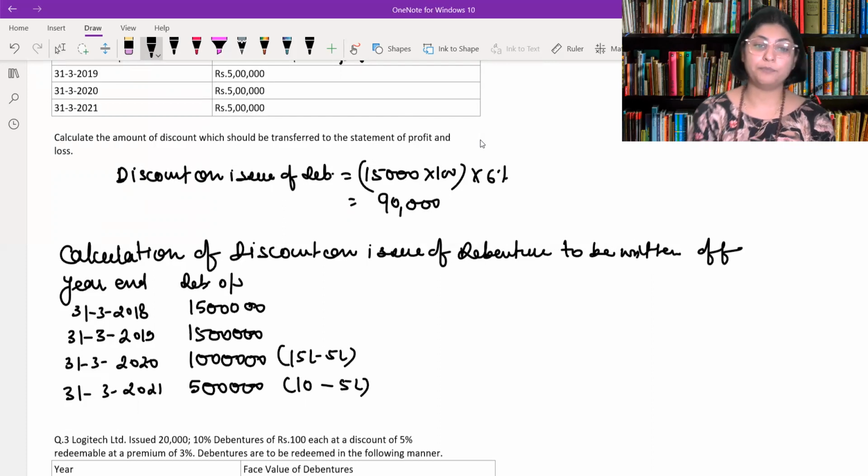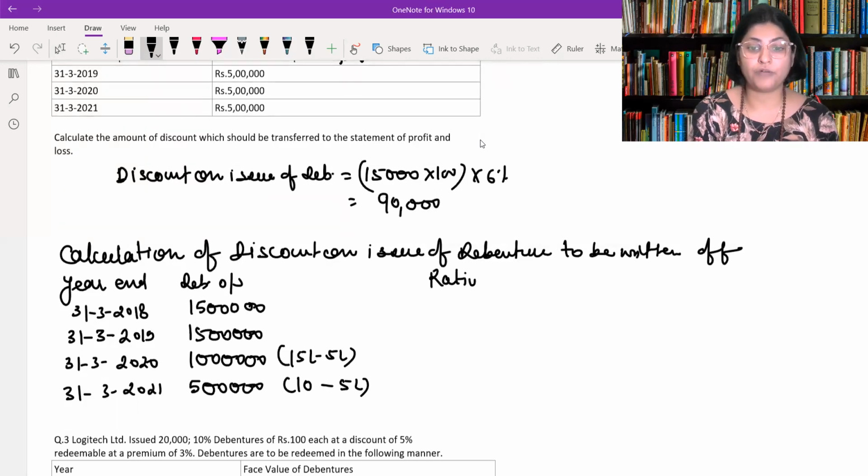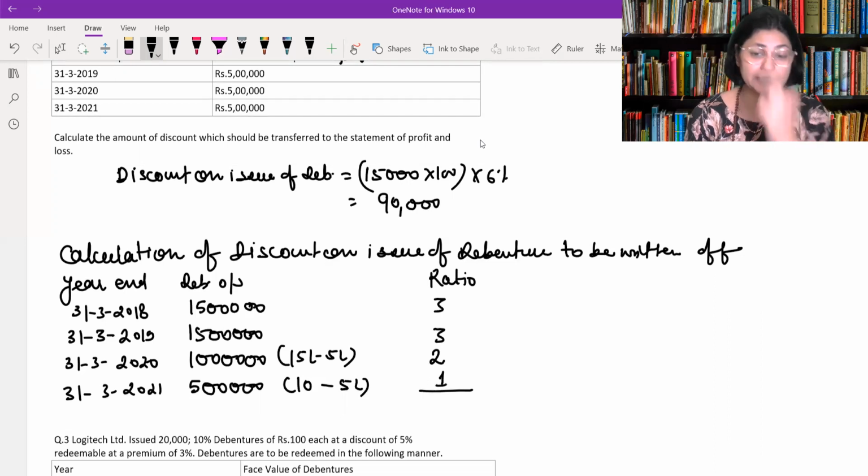Okay, now we have to make a ratio over here, which is 15, 15, 10, and 5. So all are divisible by 5. So I can make a ratio: 5 3s are 15, 5 3s are 15, 5 2s are 10, and 5 1s are 5. So this is 3 plus 3, 6, 7, 8, and 9. So it becomes a total of 9. Okay, so 9 is my total.